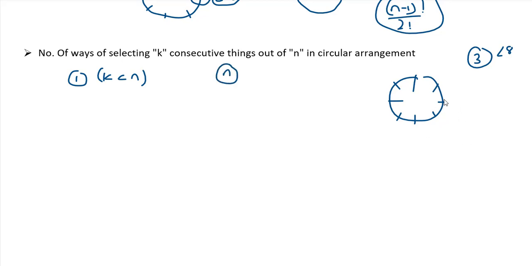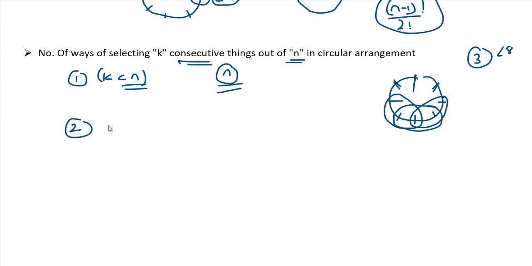Since it is a circular arrangement, you can start from this position, these 3, then you can select these 3 as well, then these 3 as well. In other words, each of these individual persons can act as your starting point. So selection of k consecutive things out of n things in a circular arrangement such that k is less than n can be done in n ways.